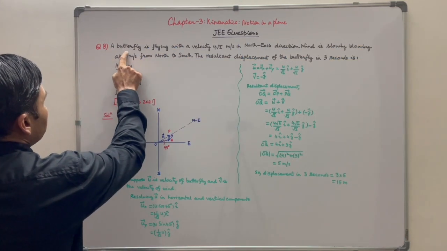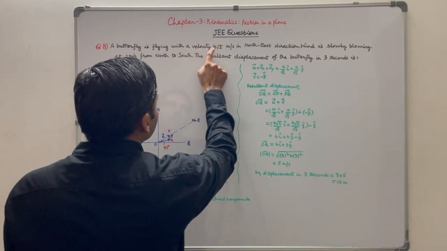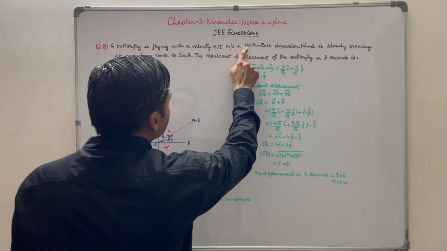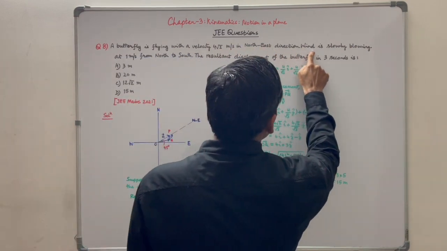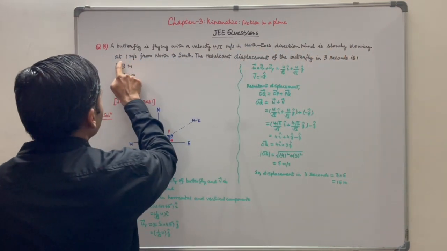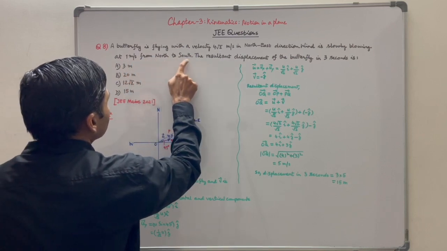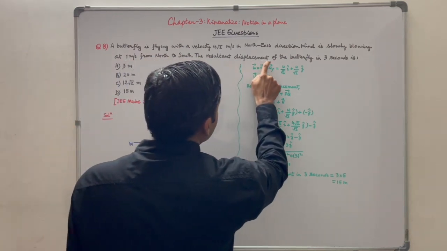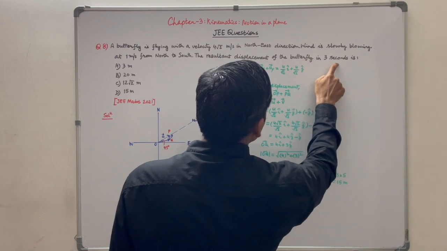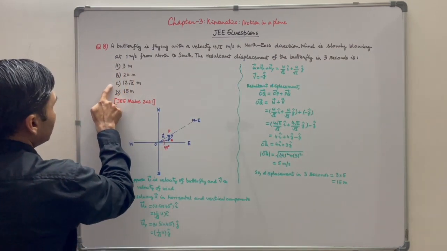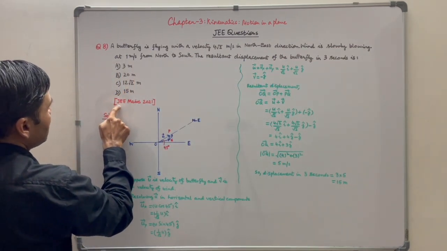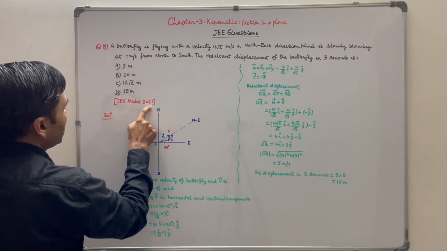Eighth question. A butterfly is flying with a velocity 4√2 meter per second in northeast direction. Wind is slowly blowing at 1 meter per second from north to south. The resultant displacement of the butterfly in 3 seconds is. These are the options given. This question appeared in JEE Mains 2021.